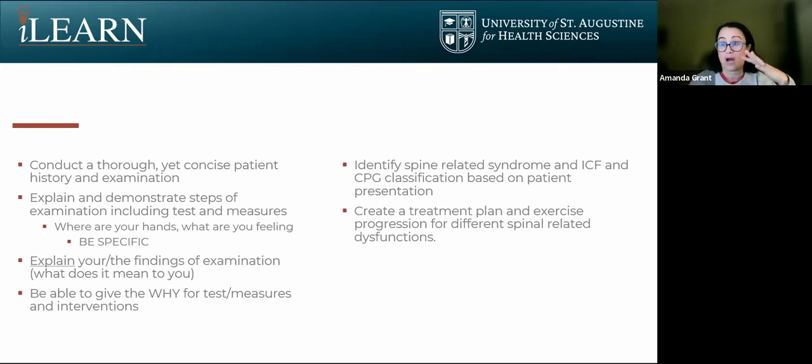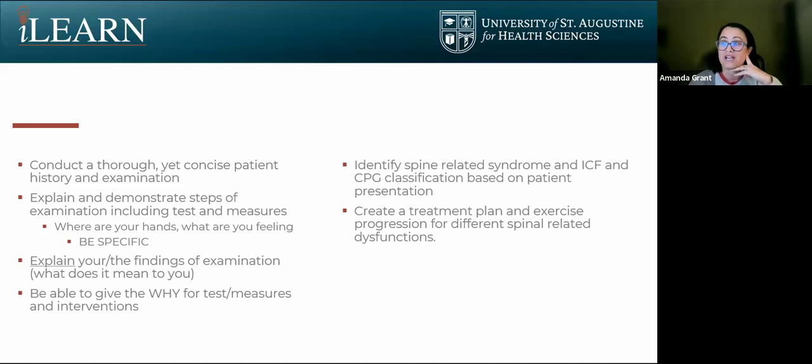Be able to give your why for the tests and measures that you're doing, and the why for the interventions you're going to be selecting. So if you found this active range of motion limitation, you found your joint mobility assessment to limit in this direction, you decided to do this treatment, connect the dots, connect the arthrokinematic dots to make it make sense as to the why behind what you're doing.